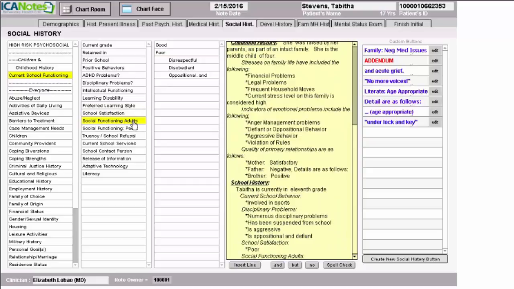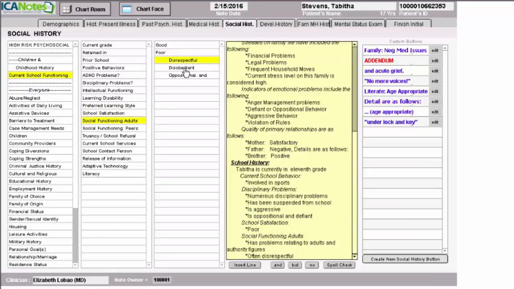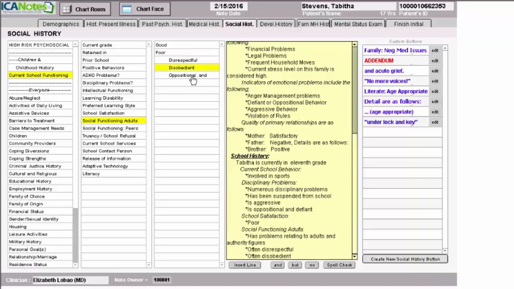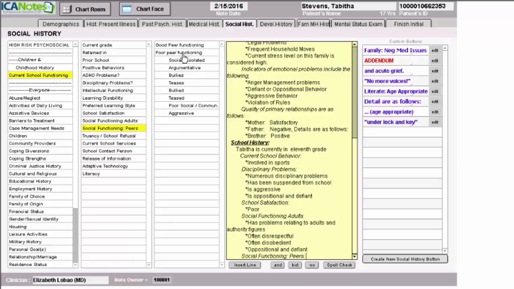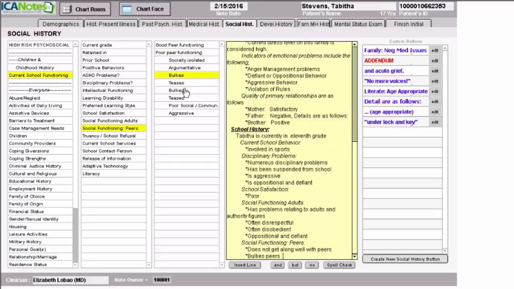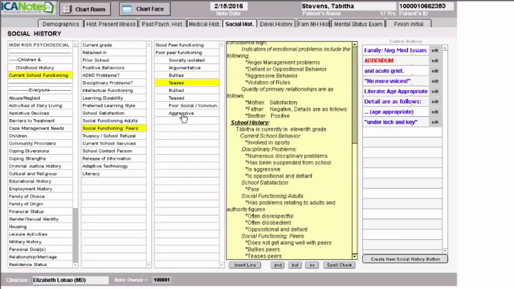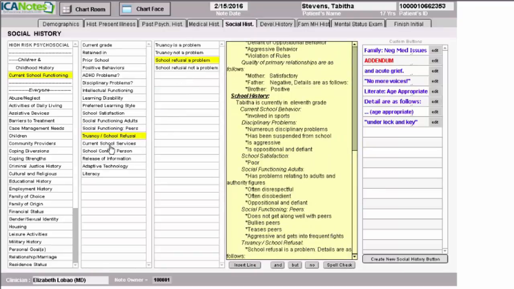How is her social functioning with adults? I'm going to say poor. Her parents report she's disrespectful, disobedient, and oppositional and defiant. How does she function with peers at school? I'm going to say she also has poor peer functioning. She bullies other people and she teases other people. She's also aggressive. She's been truant from school. School refusal is a problem.